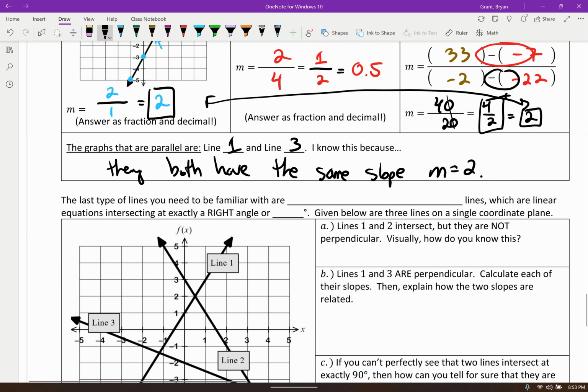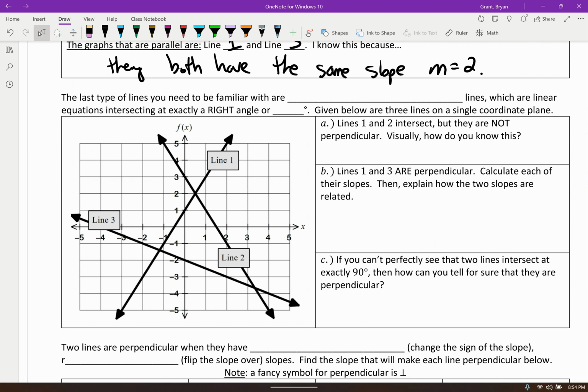All right, we're going to finish off class today with one more pretty complicated sounding word. The last type of lines you need to be familiar with are known as perpendicular lines. Now, perpendicular lines are not the opposite of parallel lines. Students will say, oh, parallel lines don't intersect, perpendicular lines do cross. And although that's true, not every set of crossing lines are perpendicular. Perpendicular lines are linear equations that intersect at exactly a right angle.